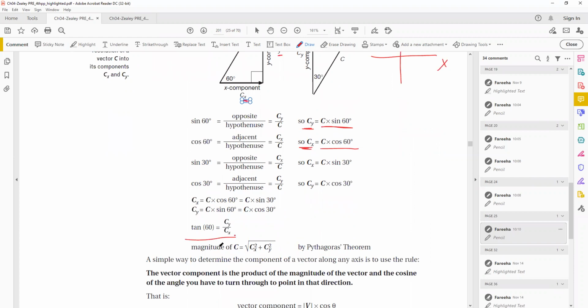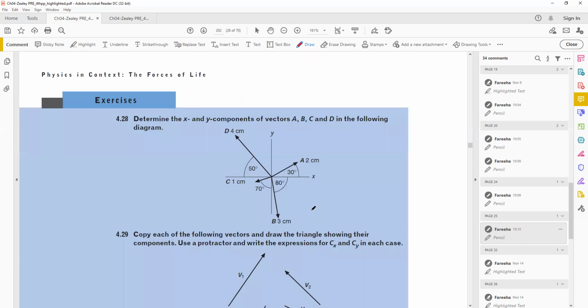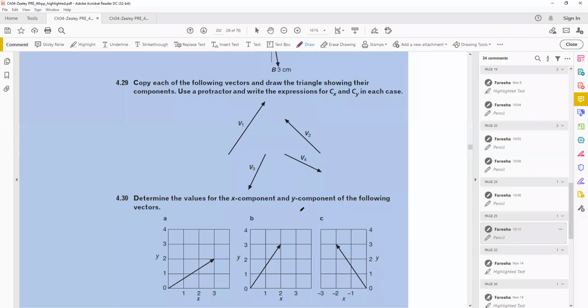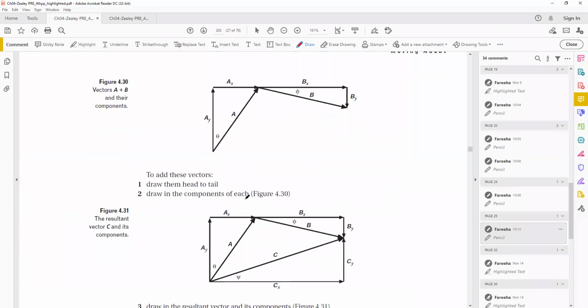And the magnitude of the resultant is found by using the Pythagoras theorem. According to the Pythagoras triangle that we saw, c squared was equal to a squared plus b squared, or c is equal to the square root of a squared plus b squared. So this is the same thing that we're doing here. We also did that problem in the beginning.